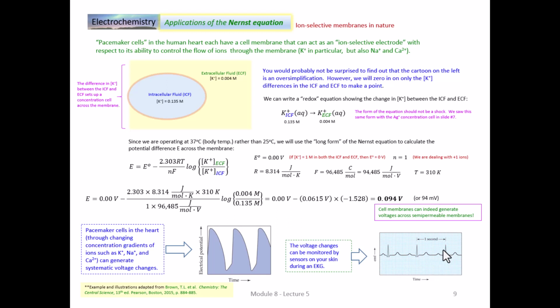So you can see that pacemaker cells can set up concentration cells in which voltages are generated, which we can monitor or at least model with the Nernst equation, so that these pacemaker cells can produce a rhythmic and periodic change in voltage, which can be monitored, and this voltage is what's keeping you alive.